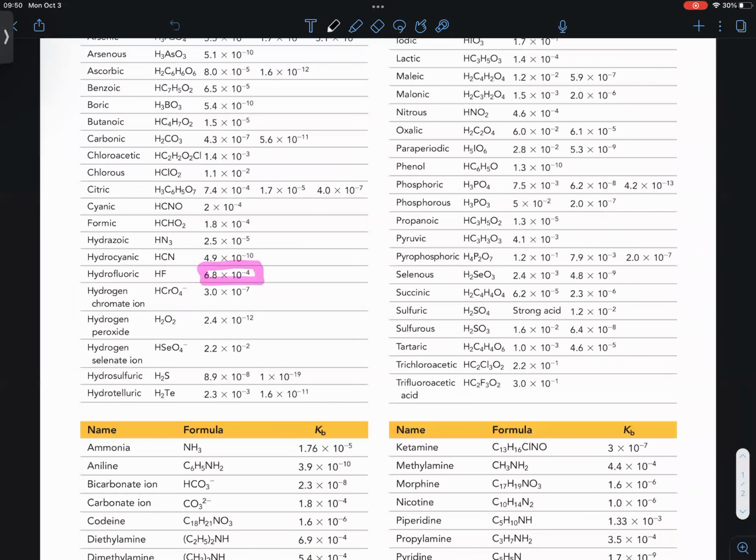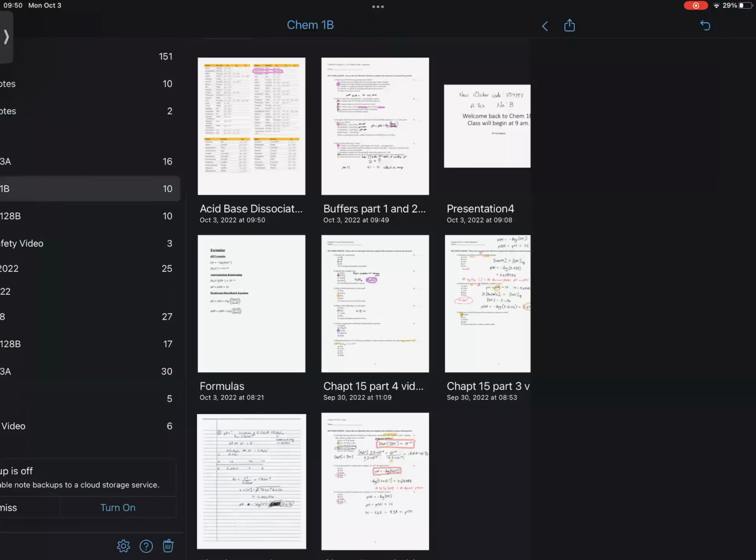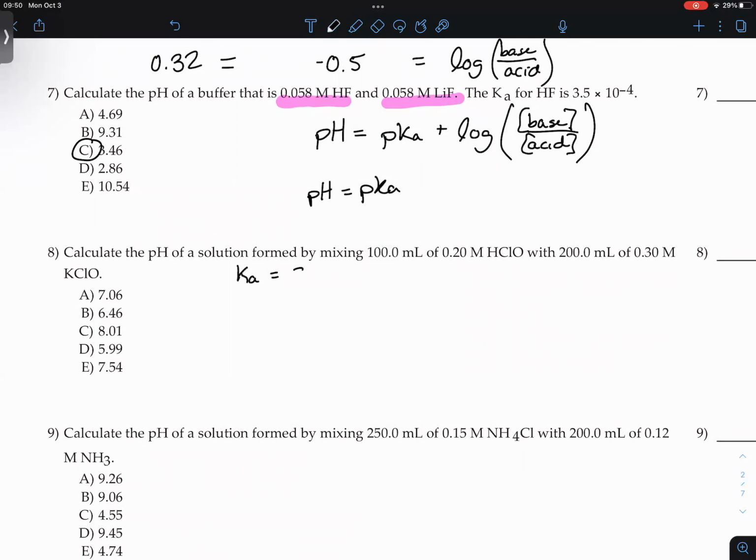Oh, I was wrong. It's not chloric, it's hypochlorous. That is going to be very important here. Oops, I called the acid the wrong name. My bad. 2.9 times 10 to the negative 8 is going to be our Ka that we're going to use. All right, so here we're just going to say that our Ka is that 2.9 times 10 to the negative 8.